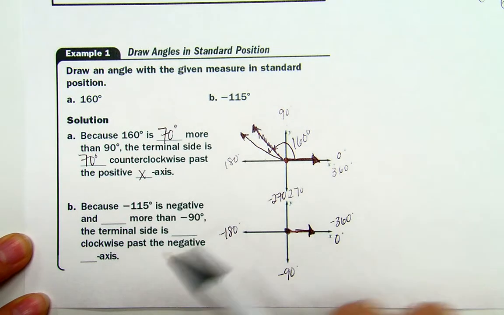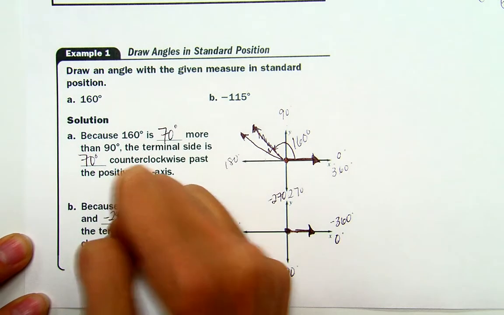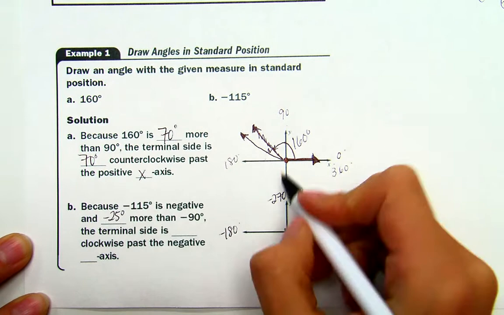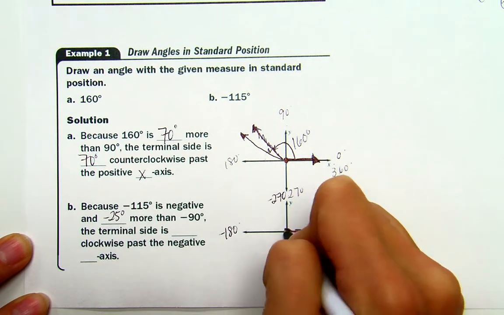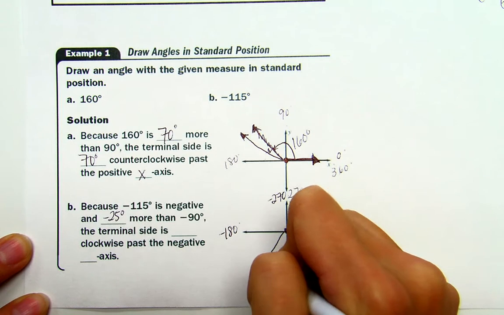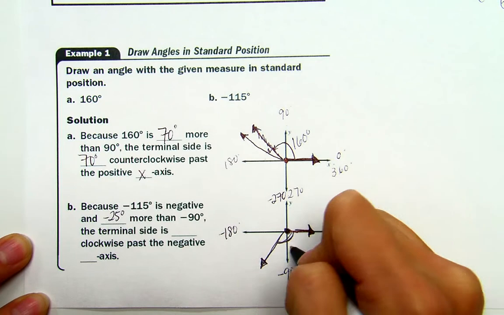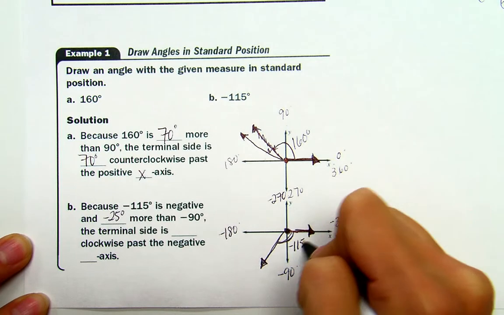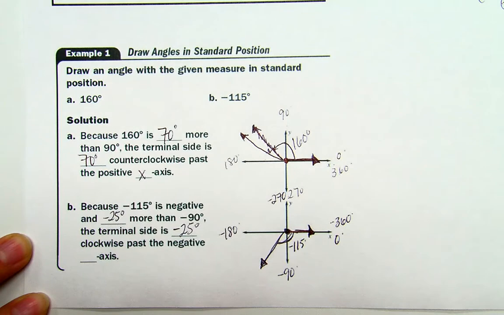So since negative 115 degrees is negative 25 degrees more than negative 90, we know that we're going to be about 25 degrees, a little bit more to the left. This whole angle measure can represent your negative 115 degrees. So it's negative 25 degrees clockwise past your negative x-axis. So that's how you draw angles in standard position.